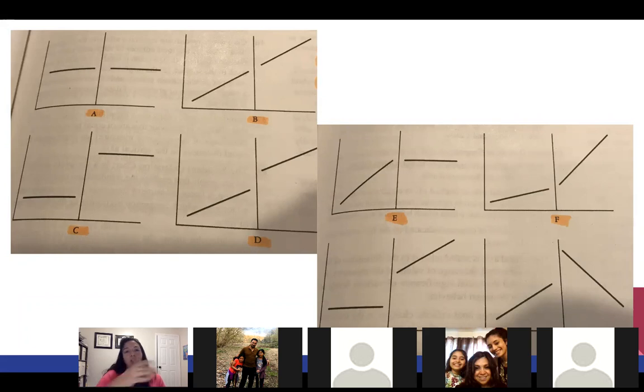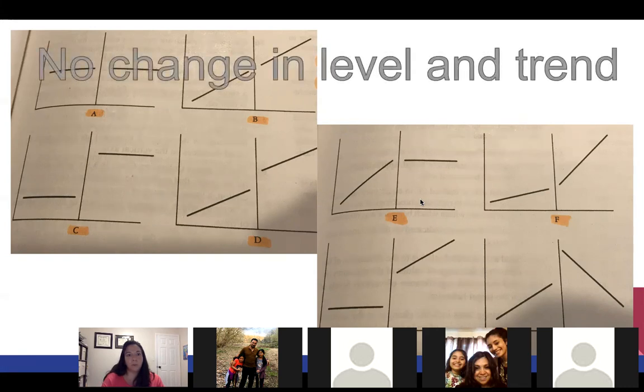The only thing I'm thinking is that the level starts in the same area that it ends on the baseline. Right, so it's continuous of whatever trend or level it was. All right, so let's talk about C and D.